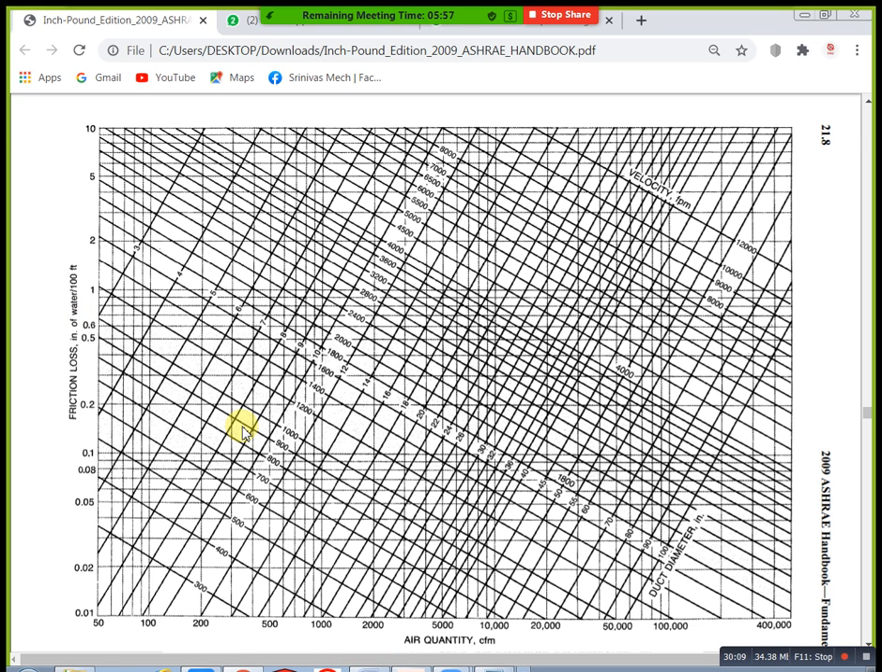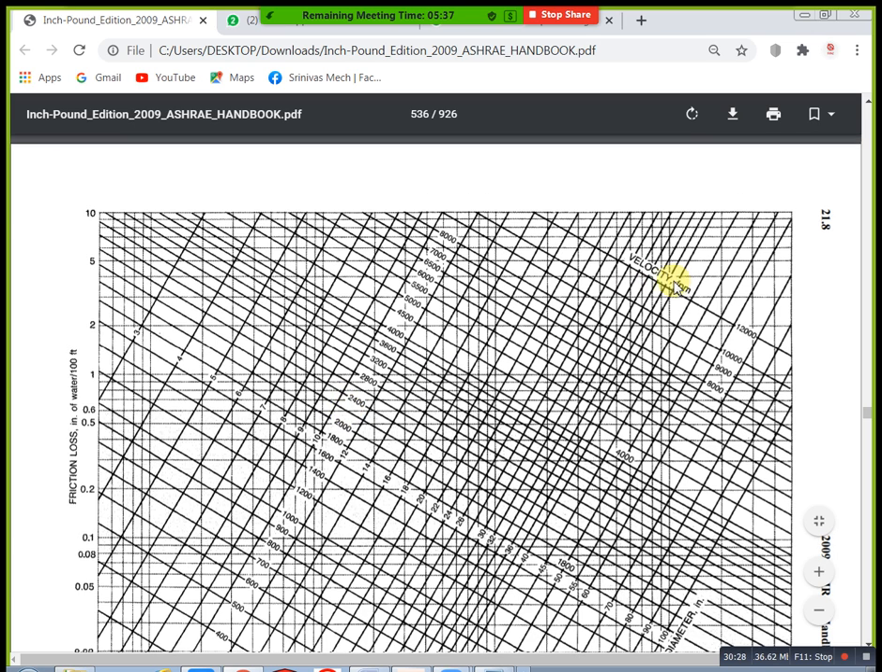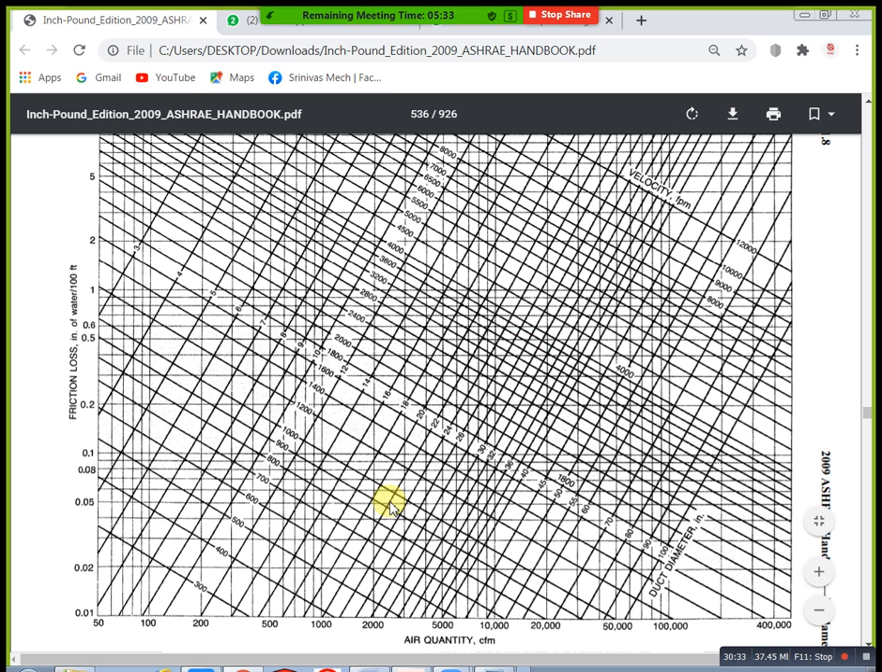Totally we have four types of lines: horizontal lines are air quantity lines, and vertical lines are friction loss lines. At the same time, here you can see velocity. These inclined lines we consider as velocity lines. And these other lines are duct diameter lines, meaning circular duct. Here we have inches, not mm. Now we know our CFM 5000 and 0.08.